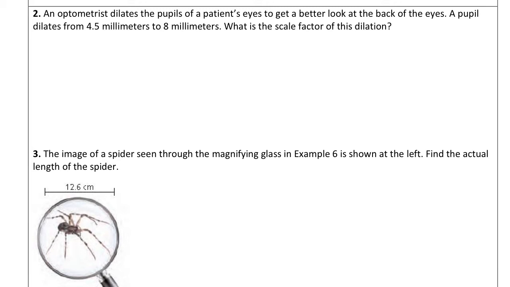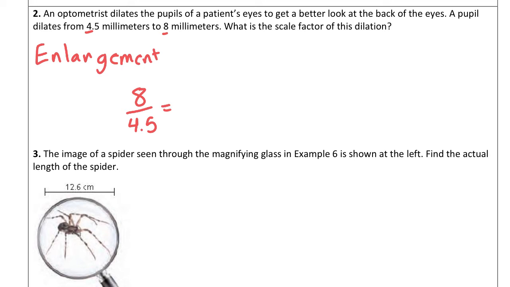So I'm going to write that out. This is an enlargement because we're going from 4.5 to 8. So knowing that, I know that scale factor has to be bigger than 1. So the fraction I would actually write is 8 divided by 4.5. Now, 8 divided by 4.5, it's going to be 1.7 repeating, all right? That's not great for a scale factor.